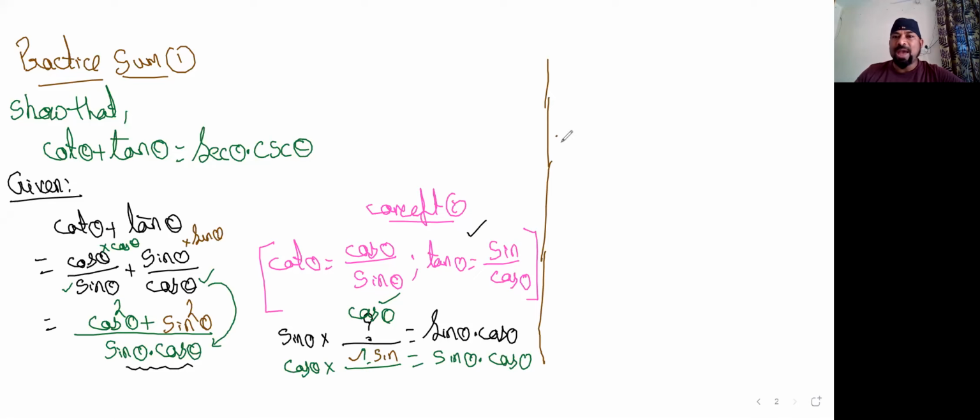Now what we are doing is arranging in order. I'm writing sin square theta first plus cos square theta second, whole divided by the denominator I have, sin theta into cos theta.